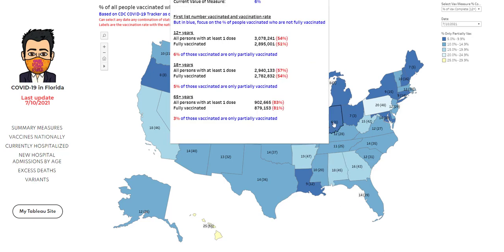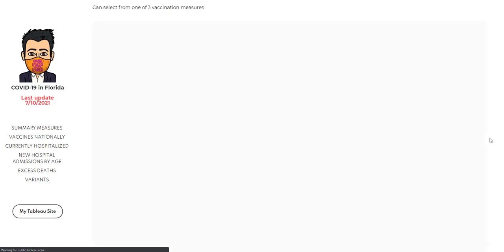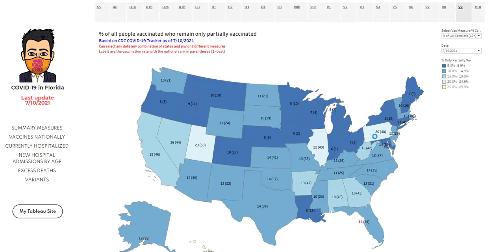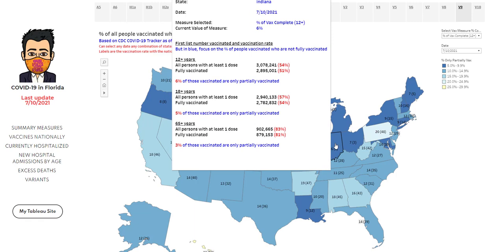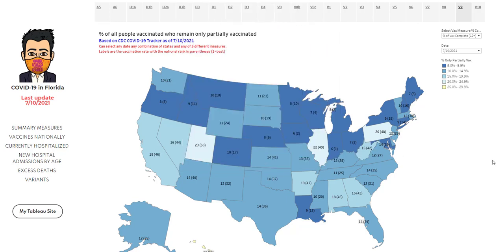Whereas a state up here, like, sorry, I accidentally lost that. You get the idea behind that visualization. There we go. Indiana ranks first in the country. Only 6% of people who have gotten at least one dose are only partially vaccinated, meaning 94% of people that have gotten at least one dose are already fully vaccinated. So that was the idea behind this.